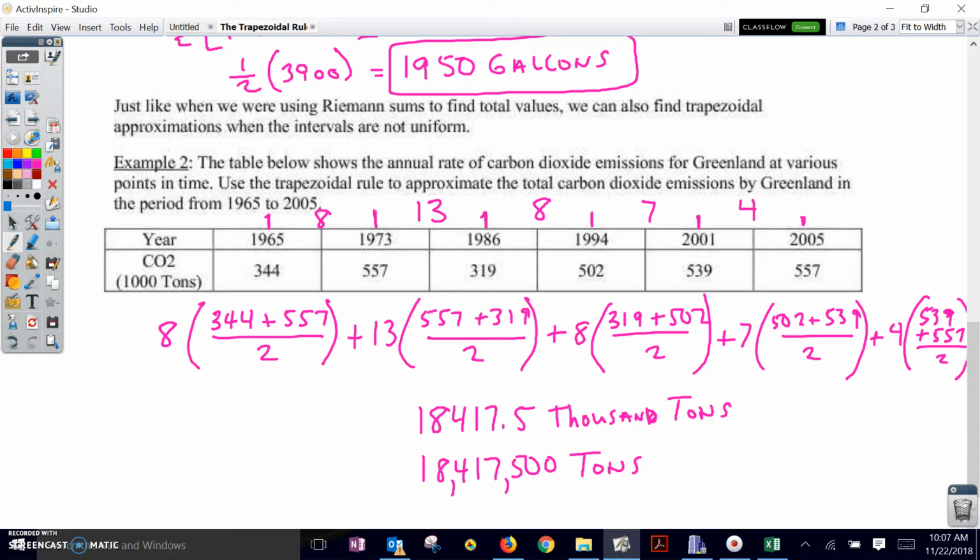By the way, if you think that's a lot, you should compare that to the amount of CO2 emitted by, say, the United States or China in that time period. I actually chose Greenland for this data set because it was a relatively small number compared to most other countries out there. I didn't want our answers to get too crazy big. Anyway, let's move on to the next page and example 3.